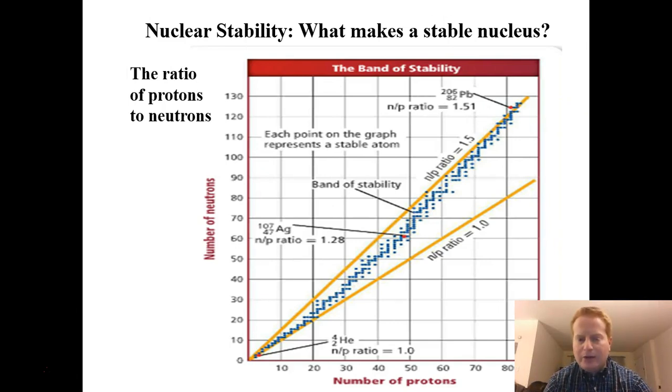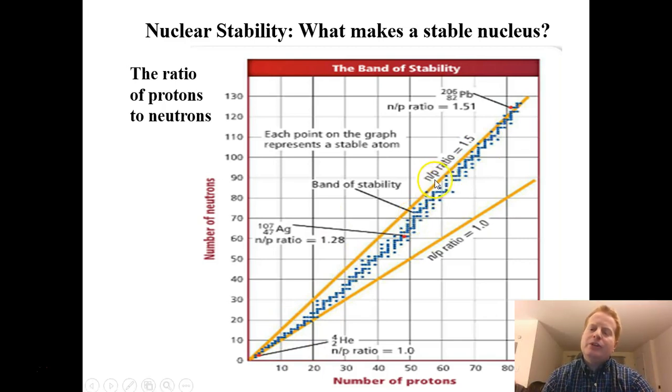There's kind of a lot going on in this graphic, but we just want to know that the x-axis is the number of protons. So as we go to the right, the proton number is going up. And the y-axis is the number of neutrons. So as we're going up, the neutron number is going up. So that sweet spot where we want to be is called the band of stability. And that's a certain ratio of neutrons to protons, just like we saw.